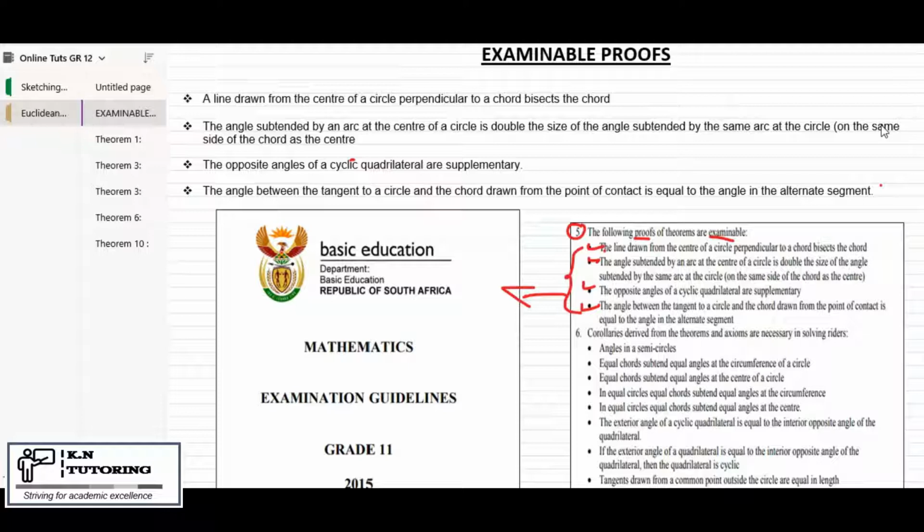As you can recall, the first theorem that is examinable is the one that says a line drawn from the center of the circle perpendicular to the chord bisects the chord. The second one says the angle subtended by an arc at the center of the circle is double the size of the angle subtended by the very same arc at the circle.